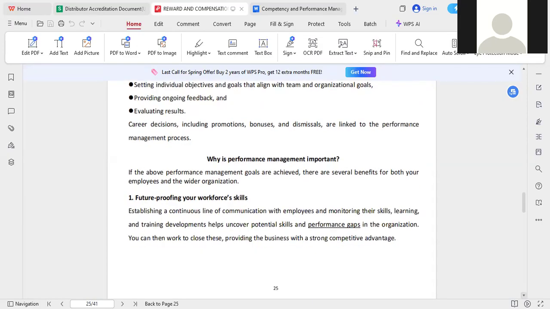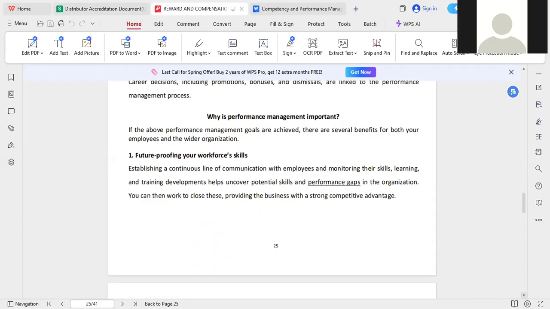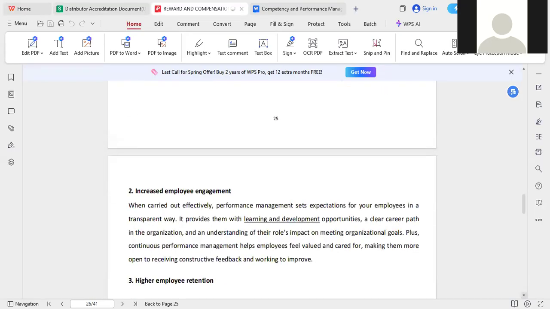We are going to look at why performance management is important. It's important because it future-proofs your workforce skills. Number two, it increases employee engagement. It's all about effectiveness, outcome, output. When workers know that performance appraisal is being carried out, it enhances their engagement.